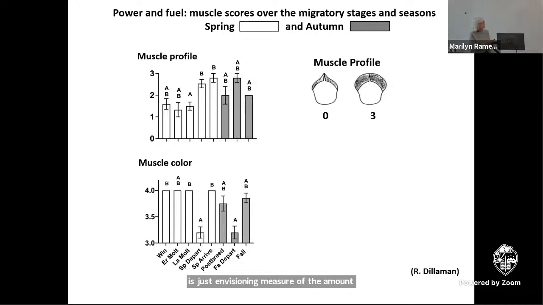And the profile is just a visual measure of the amount of pectoralis muscle that is surrounding the diaphragm here, and this is the keel. So in the zero state, the keel is sticking up above, and you can actually feel it with your thumb. So when you have a bird in the hand, you just feel that keel sticking up, you know that there's not a lot, and the muscle is very thin.